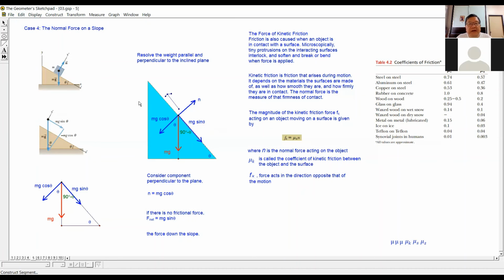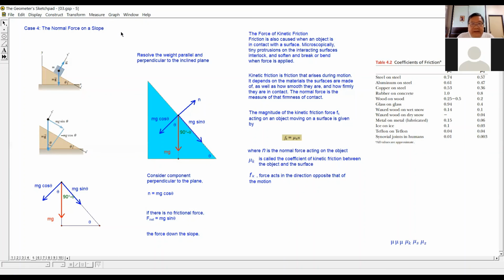But if the slope is rough, if the slope has friction, then the friction will balance the mg sine theta to prevent the object from sliding down the slope. So there are two cases. But if we just consider there's no frictional force yet, the frictional force will come in later.